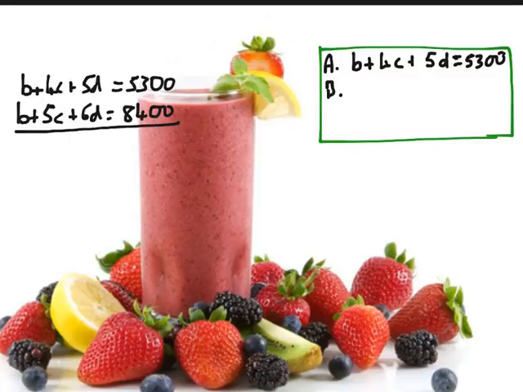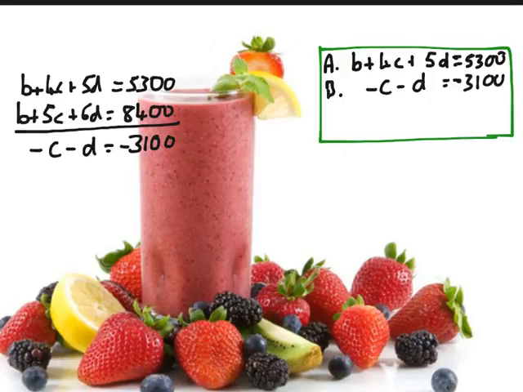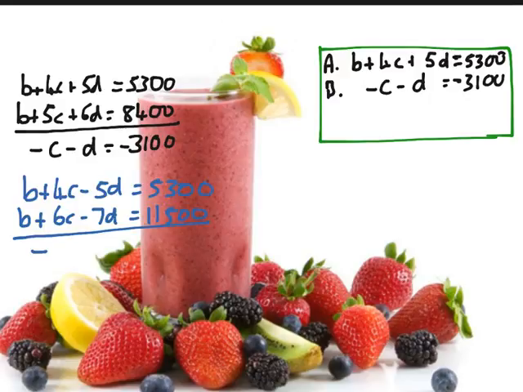When subtracting these, you get negative c minus d equals negative 3100. Then combine equations 1 and 3 and you get a similar equation. Subtracting them gives you negative 2c minus 2d equals negative 6200. That's equation C. When you combine B and C, you'll need to double B. It will look like the following.